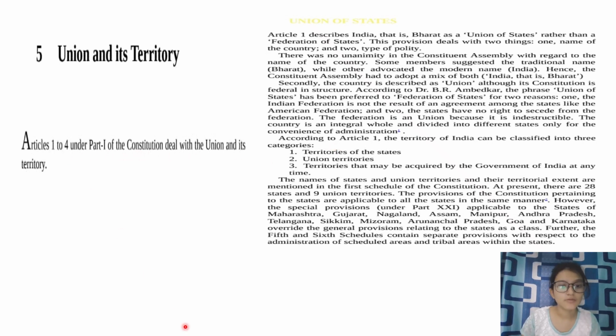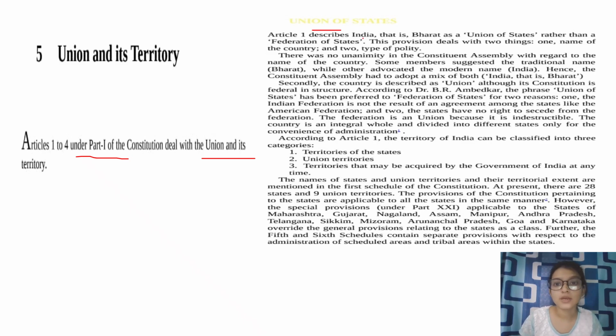So let's start. Articles 1 to 4 under Part 1 of the Constitution deal with the Union and its territory. Basically, the topic Union and its territory falls under Article 1 to Article 4 under Part 1 of the Indian Constitution. It says Union of States. That means all the states will be in uniformity, all will be in a collective position. That is the definition, or the very meaning, of Union of States.